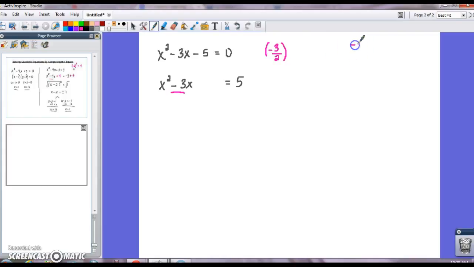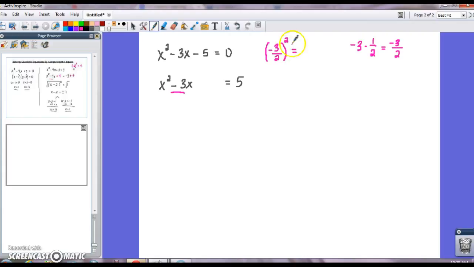Think about basic multiplication. Half of something. Of means multiply. So negative 3 times 1/2. When you multiply a fraction by a whole number or an integer, you multiply the numerators together. So that gives you negative 3 halves. Okay? So this is half of that middle term, and then I'm going to square it.